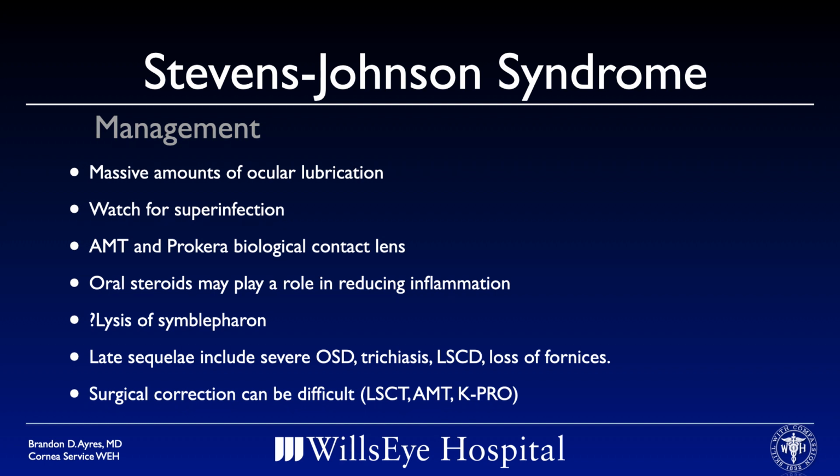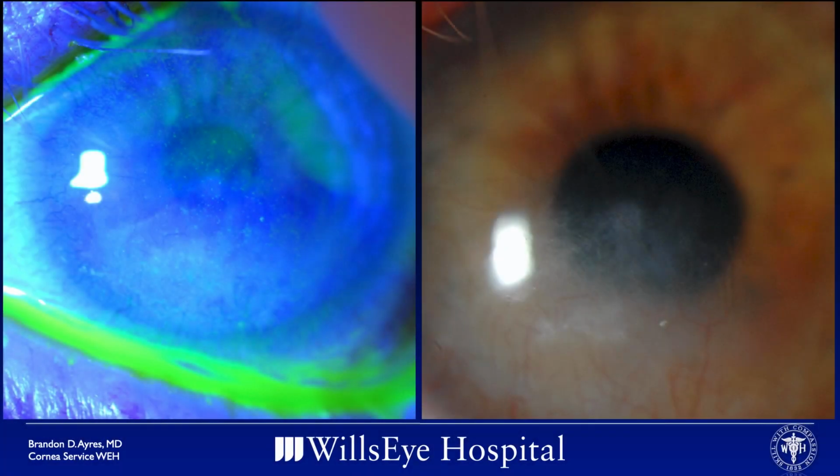The later sequela, which we often see, is severe ocular surface disease. They've got no goblet cells left, trichiasis, limbal stem cell deficiency, and you'll end up with loss of the fornices. So challenging patients. And I've seen the inflammatory condition continue long after the Stevens-Johnson or TEN is officially said to be done. Surgical correction can be attempted, but they are quite challenging as we have loss of stem cells very often in these patients, and we still don't have a great way of replacing stem cells, even with the limbal stem cell transplant. Not impossible, but not fantastic.